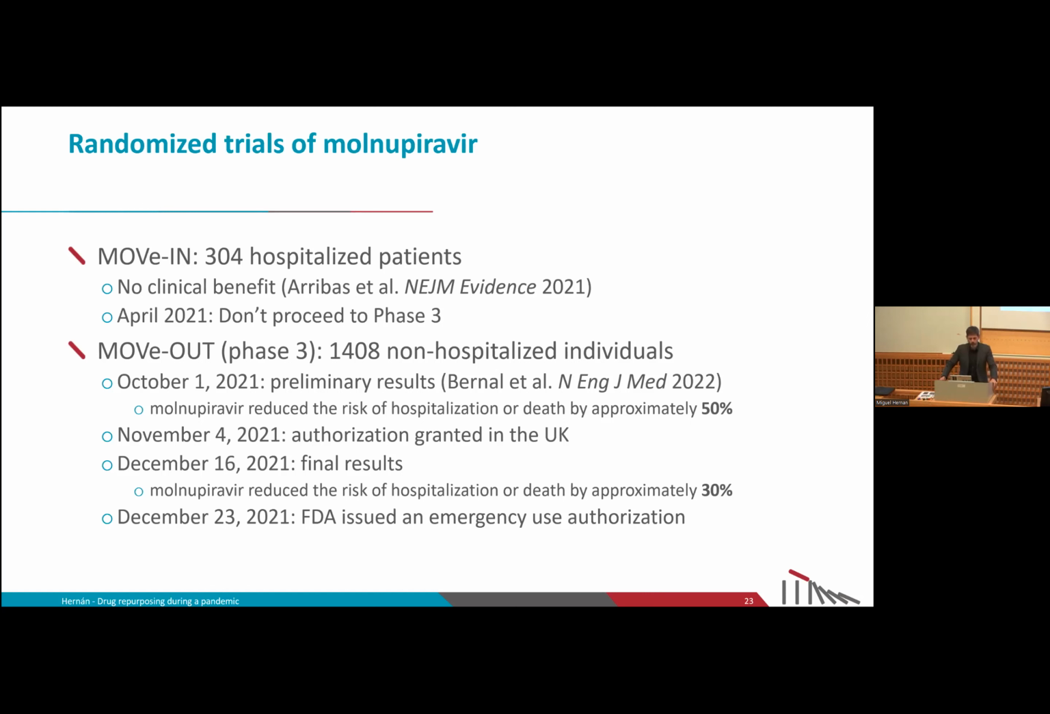As a result of that, a few weeks later, the drug was authorized in the UK. The final results were published in mid-December. And by then, the effect had gone down to 30%. It's not clear why that happened, but it was not 50%, it was 30%. But about a week later, the FDA gave it an emergency use authorization, the same that it gave to remdesivir in May of 2020 for hospitalized patients, and now it was giving this authorization for molnupiravir for non-hospitalized patients.